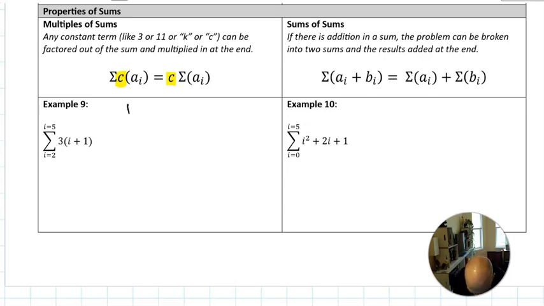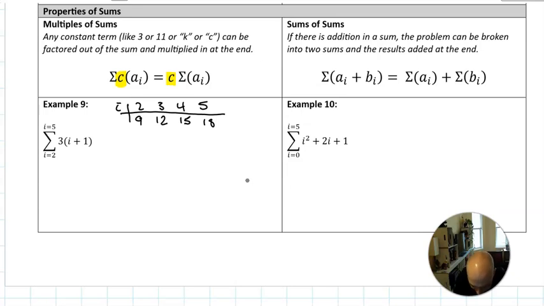We could do this the long way. We could say I is 2, 3, 4, 5, and then 3 times 3 is 9, 3 times 4 is 12, 3 times 5 is 15, and 3 times 6 is 18. And we could do 9 plus 12 plus 15 plus 18, and we could get a result.